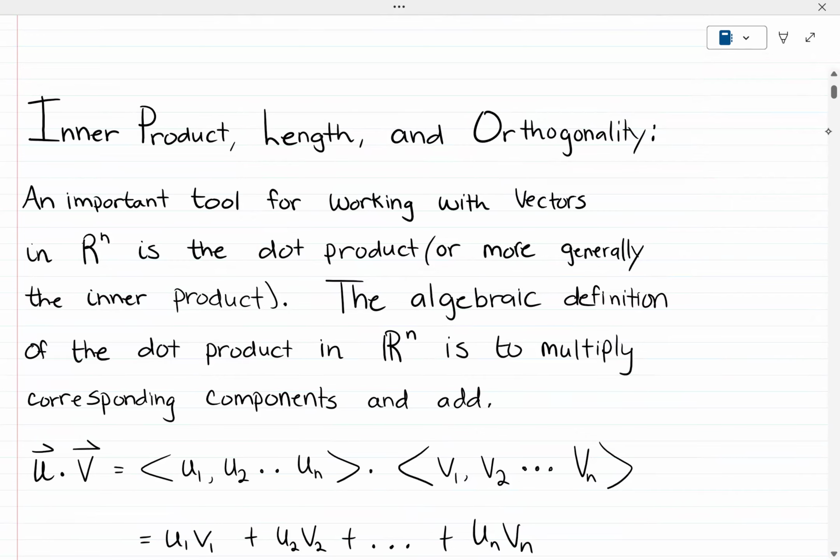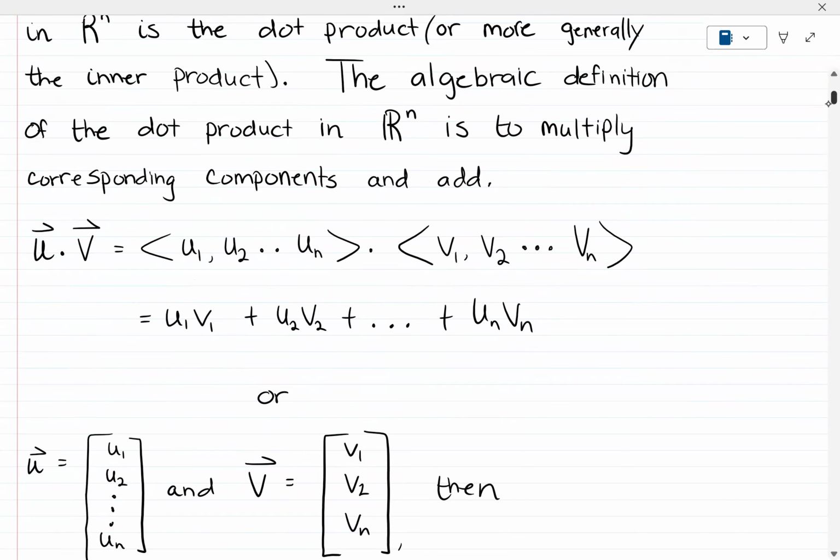It's basically an important tool for working with vectors in Rn is the dot product, or more generally, the inner product. The algebraic definition of the dot product in Rn is to multiply the corresponding components and add. You probably learned this before in the previous linear algebra videos. When you multiply two vectors, they've got to be the same length.